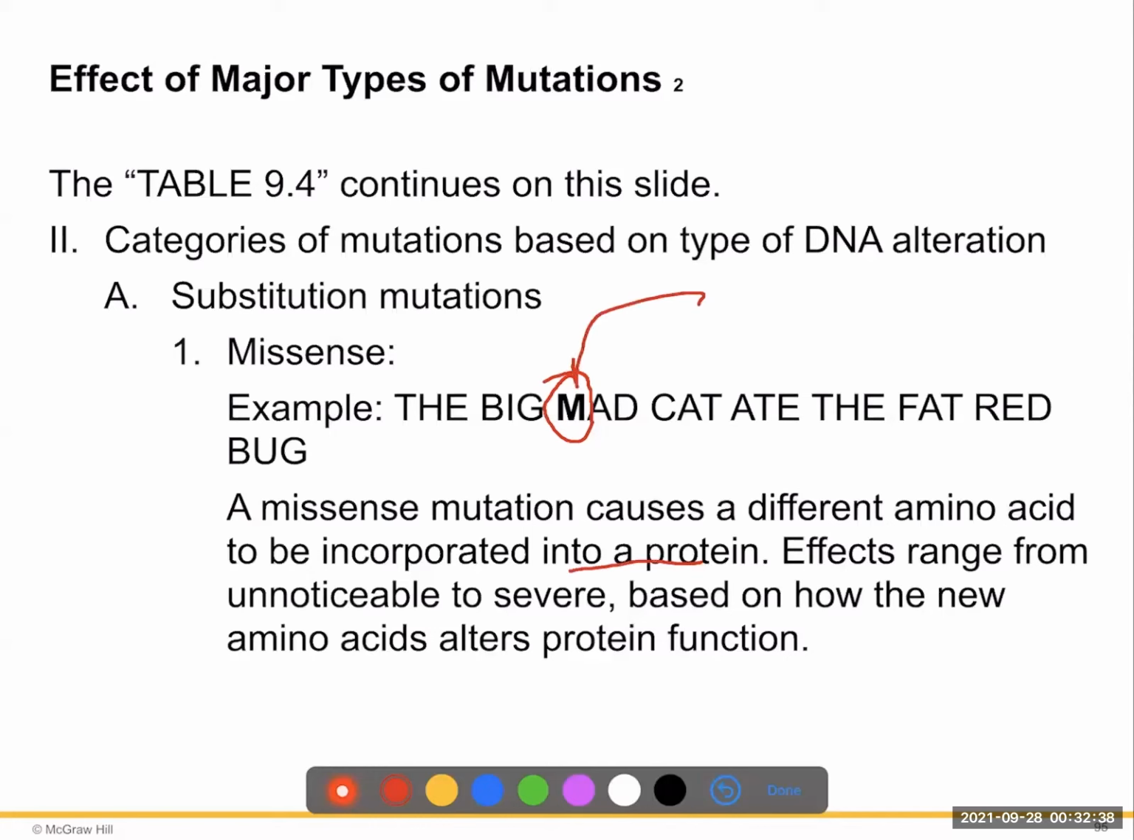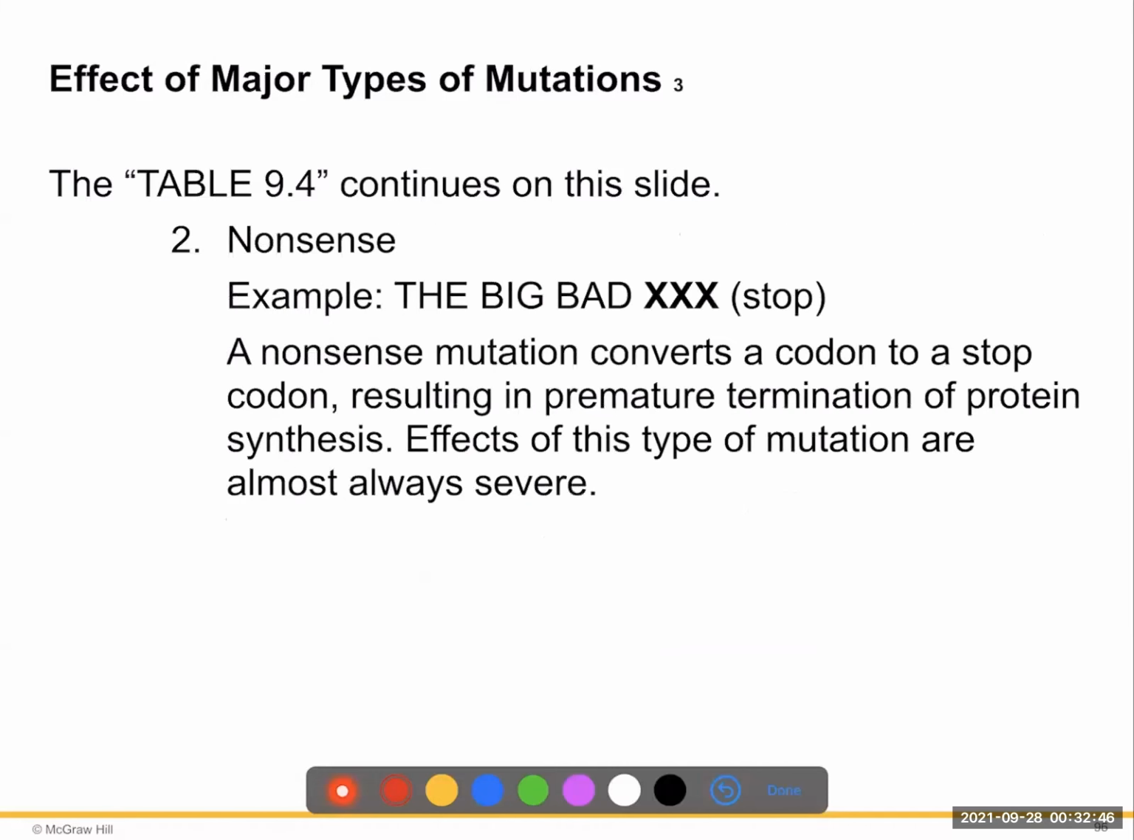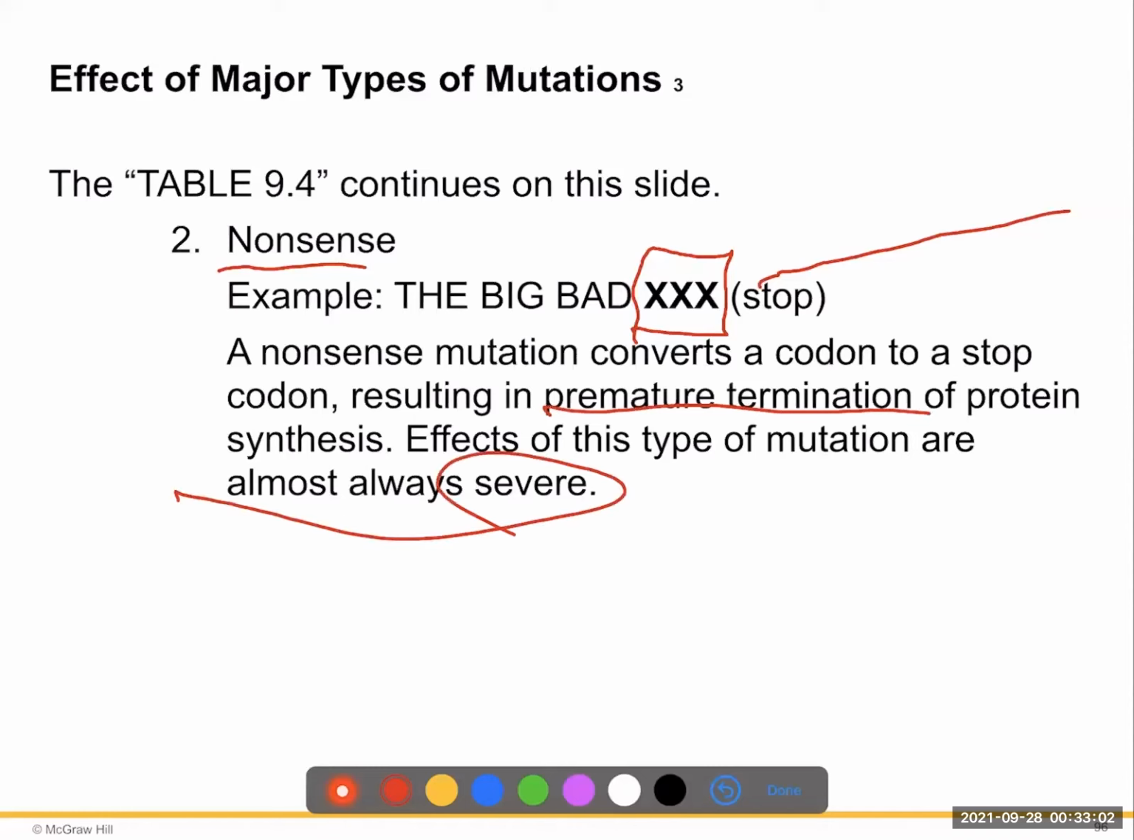Okay. The effect can range from unnoticeable to severe. It depends on how the amino acid alters the protein function. It's going to change the shape of it. In the nonsense mutation, it puts a stop codon on, so the rest of the protein never gets made. This is premature termination of the protein. It's almost always severe because it stops the function of the protein.